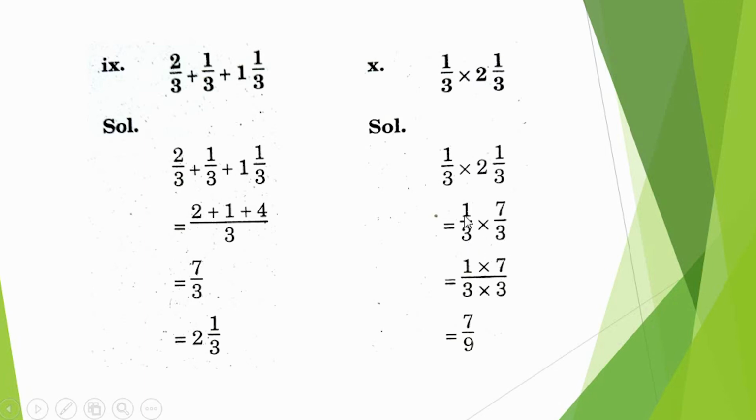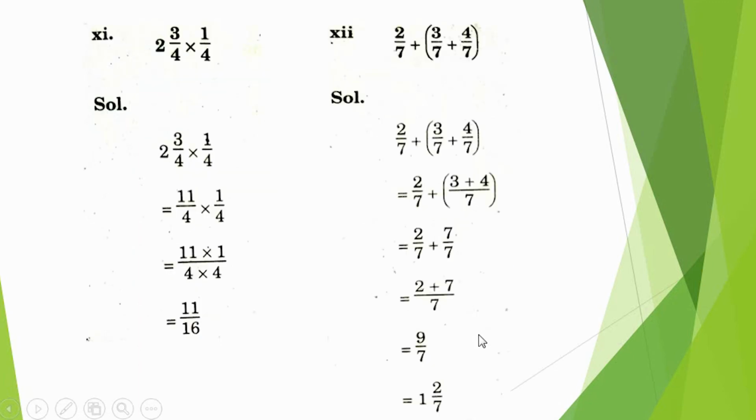Question number 10. 1 over 3 multiply 2 and 1 over 3. 3 2s are 6, add 1, 7 over 3, is equal to 1 over 3 multiply 7 over 3. When we multiply 7 with 1, 3 with 3, 9. 7 ones are 7, 3 threes are 9.